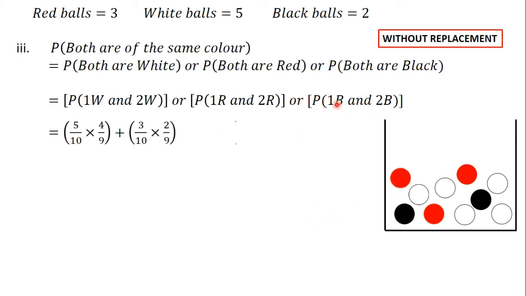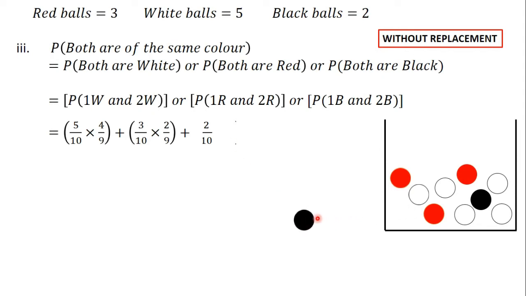Now let's consider the third case. We have "or" here, so we will bring the addition. For the third case, we are looking for the probability that the first is black. The number of black balls in the box is 2. The total number of balls in the box is 10. So the probability that the first is black will give us the number of black balls in the box, which is 2, divided by the total number of balls in the box, which is 10.